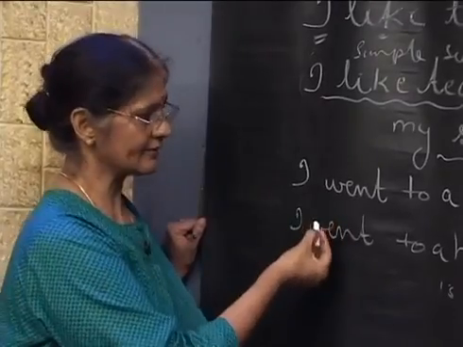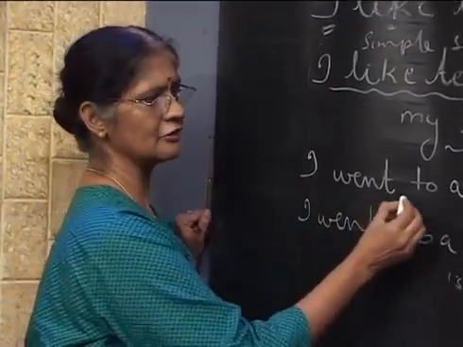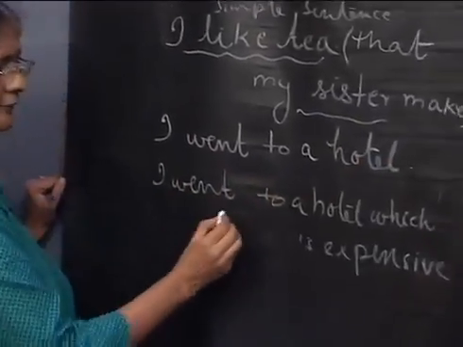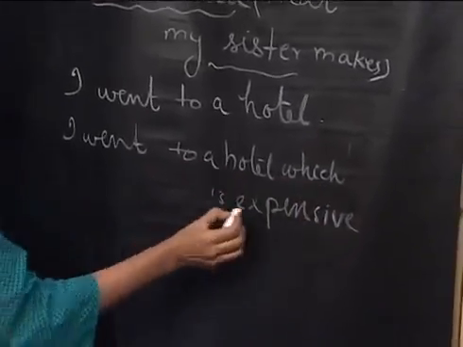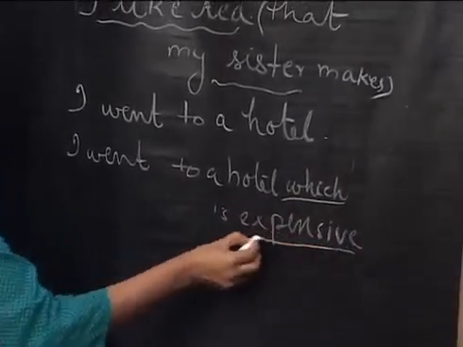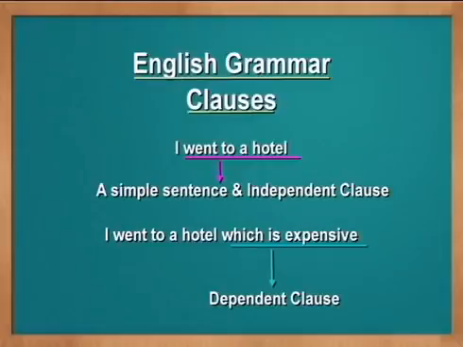In the same way, let's come to the second sentence. I went to a hotel. I went to a hotel which is expensive. Here, "I went to a hotel" is an independent clause, otherwise it is a simple sentence, but "which is expensive" is a dependent clause.